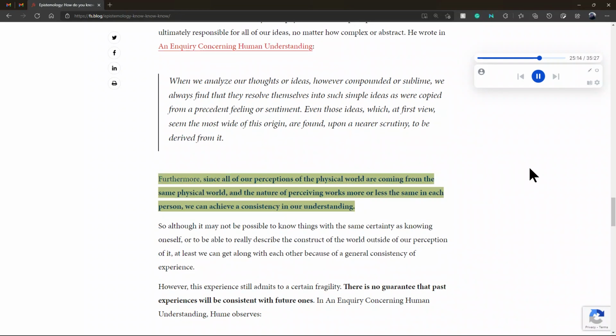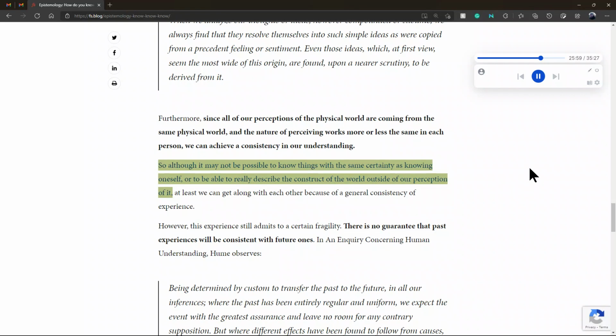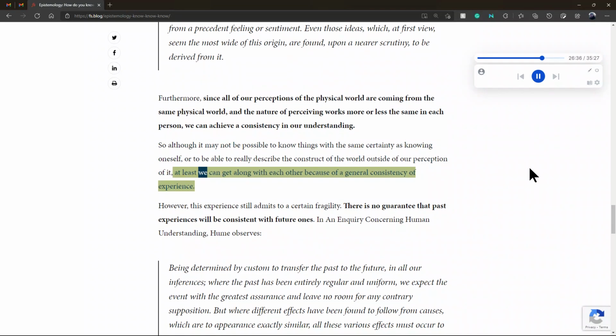Furthermore, since all of our perceptions of the physical world are coming from the same physical world, and the nature of perceiving works more or less the same in each person, we can achieve a consistency in our understanding. So although it may not be possible to know things with the same certainty as knowing oneself, or to be able to really describe the construct of the world outside of our perception of it, at least we can get along with each other, because of the general consistency of experience.